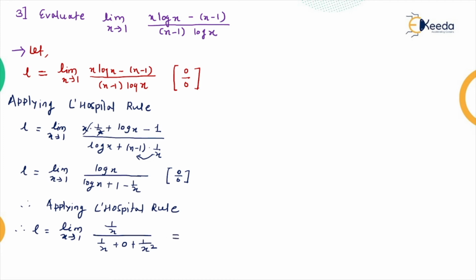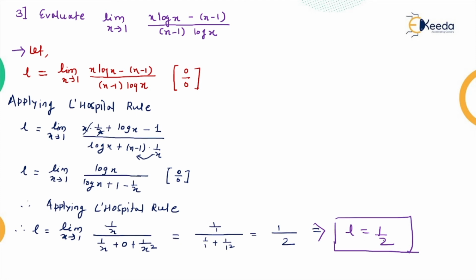Now we have to check again for 0 by 0 form: when we replace x with 1 in the numerator, this is not 0 by 0 form, therefore we are eligible to apply limits directly. As x tends to 1, this becomes 1 upon 1 in the numerator, and in the denominator 1 upon 1 plus 1 upon 1 square. So the answer is 1 divided by 1 plus 1, that is 2, and hence L is equal to 1 by 2, which is the required answer. I hope you understand this 0 by 0 form and these three examples.